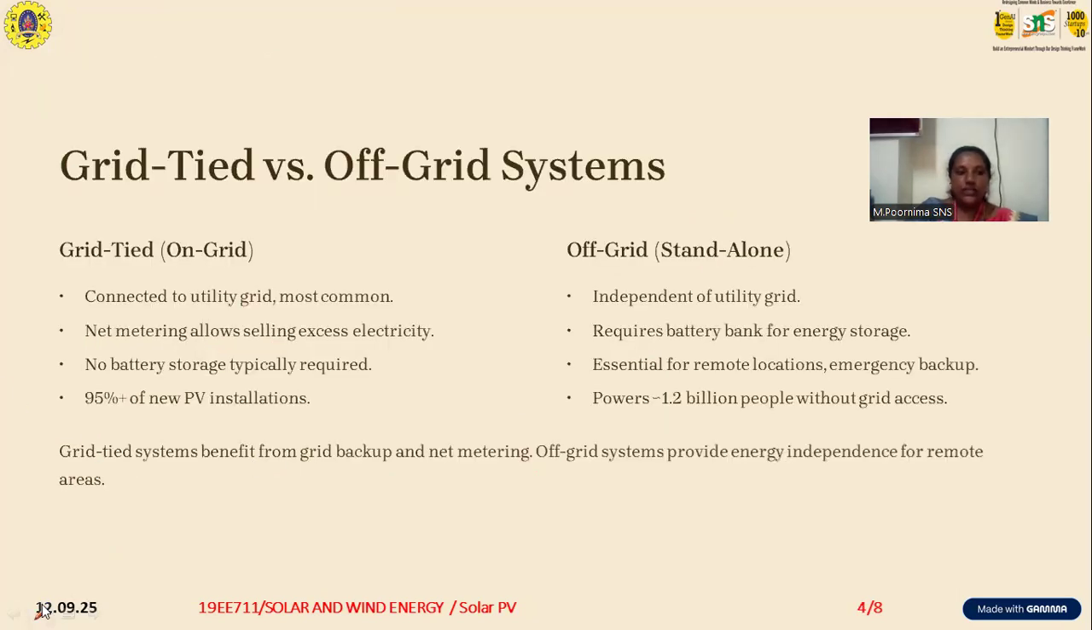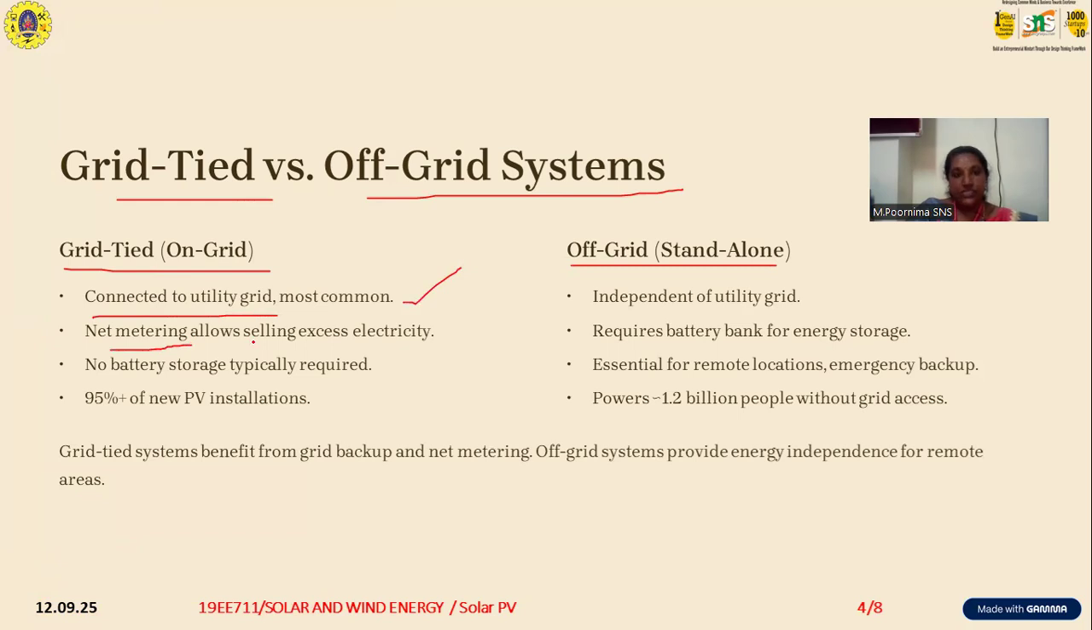Next comes grid tied versus off grid systems. Grid tied, that is on grid, and off grid is standalone. Grid tied is connected to the utility grid and is the most common. Net metering allows selling excess electricity, and no battery storage is typically required. It accounts for 95% plus of new PV installations. This is what on grid systems are.